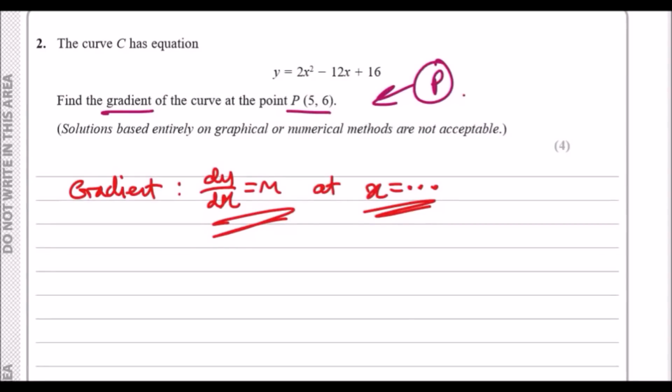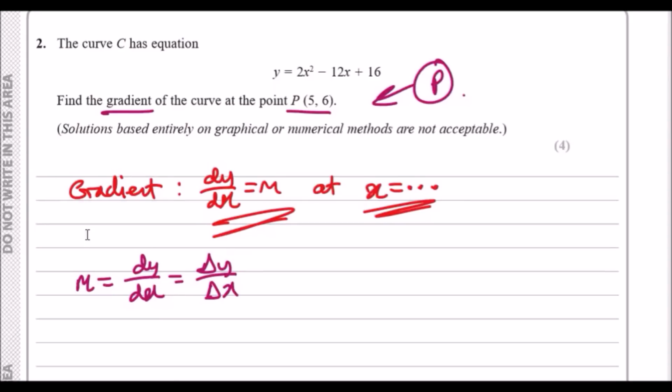Okay, number 2. Ooh, this is easy too. So the curve C has an equation over here, which is a nice good old quadratic. Now here we need to find the gradient of the curve, y equals 2x squared and so on, at the point P where x is 5 and y is 6. Now easy. To calculate the gradient, all you have to do is realize that the gradient is always used as the letter m, and m in this case equals dy over dx. It also equals the change in y over the change in x, as you've seen in question 1.